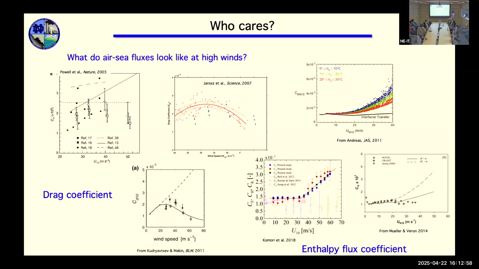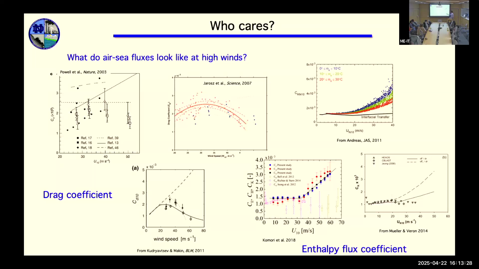The enthalpy flux coefficient, I'll start up here. This is a model. So, this is a spray model from Ed Andreas, who kind of did a lot of work in this area. So this black line is what he calls interfacial, which I'll say more about later as well. But that's just the surface. If you took away any sort of spray droplets, that's just how much heat and moisture flux you get off the surface, and it stays relatively constant. And if you add spray, of different ambient temperatures, you get these different curves right here.